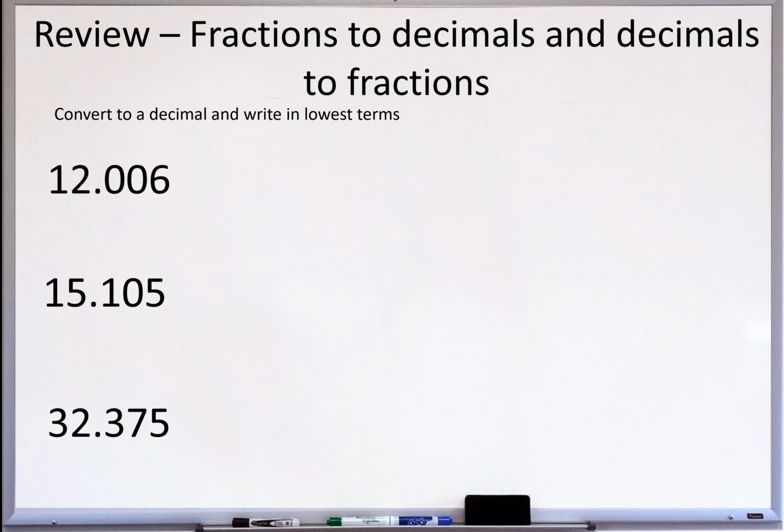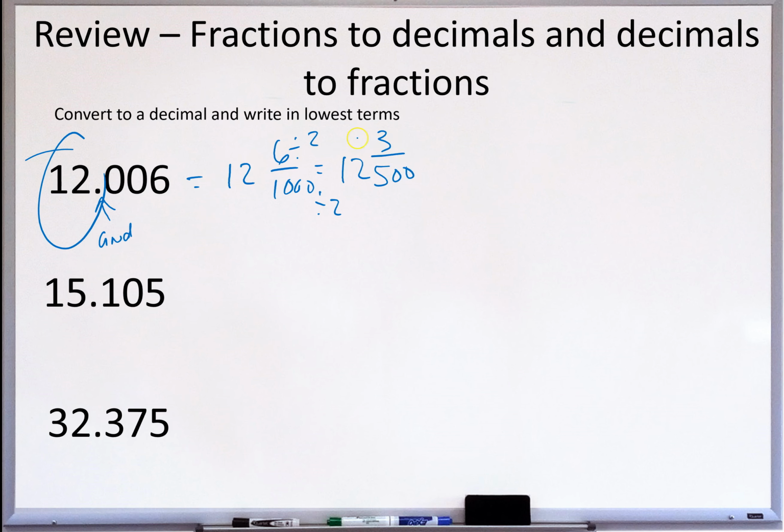Sometimes you guys are being confused because there's a whole number in front. It doesn't matter. 12 and 6 thousandths. I write the fraction as 12 and 6/1,000. I'm only going to simplify the fraction. I'm going to divide that by 2. And I get 12 and 3/500. There's nothing wrong with a number like that.